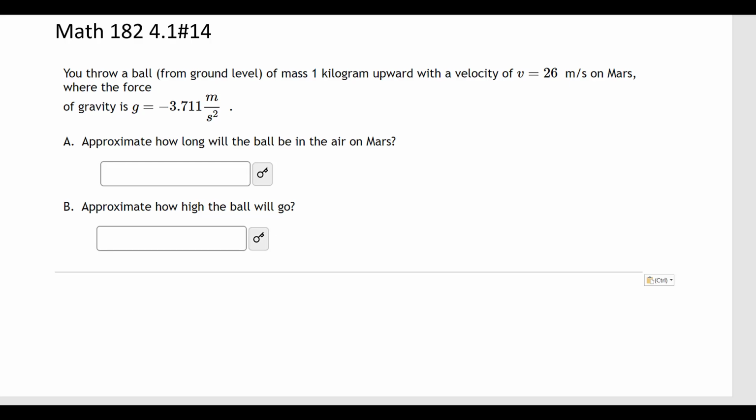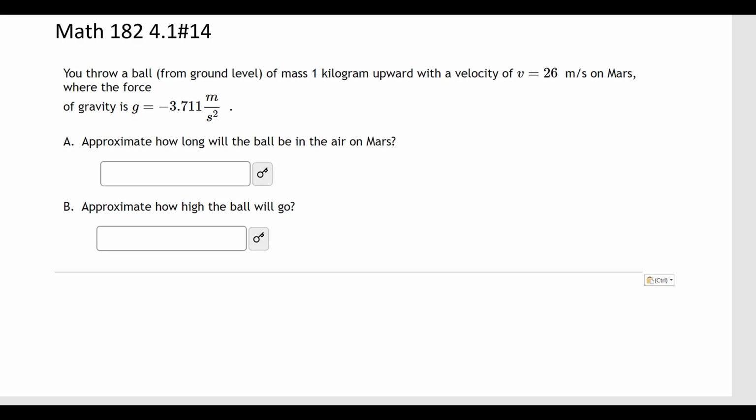This is an interesting problem, number 14 from 4.1, and it's not necessarily clear how to approach it. It is something you may have seen in 181 maybe, but it's okay if you hadn't. This is a little bit different.